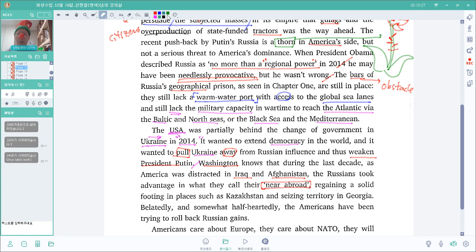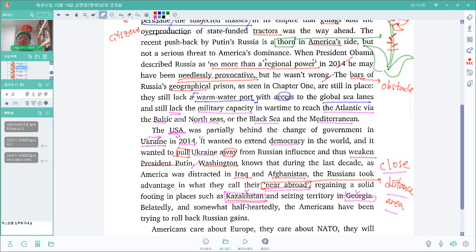in the near abroad area. Some students asked me the meaning of near abroad. Near abroad literally means close distance area, countries like Kazakhstan and Georgia. So near abroad means literally close distance area such as Kazakhstan and Georgia.